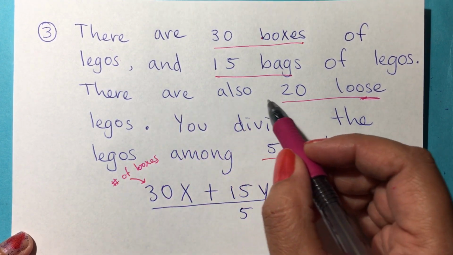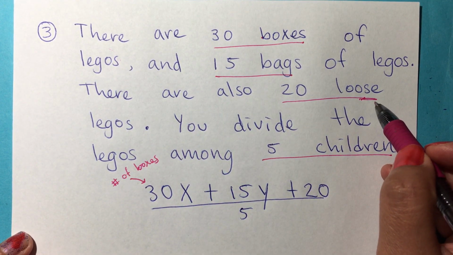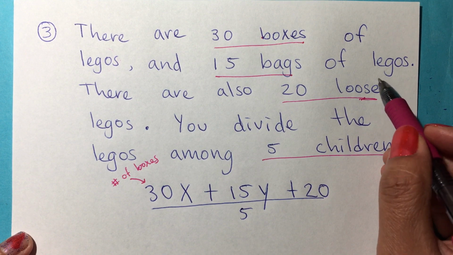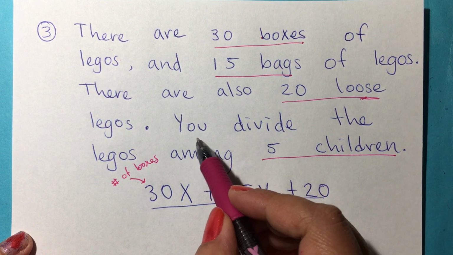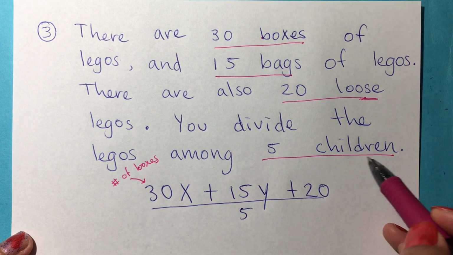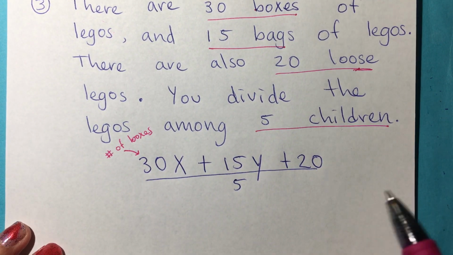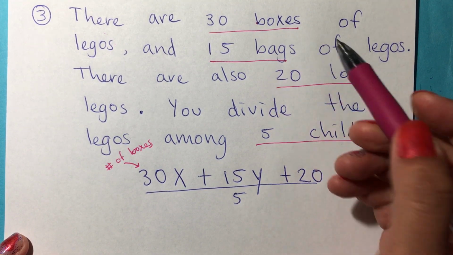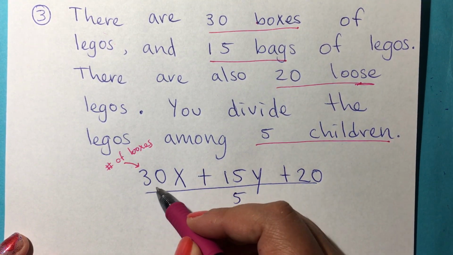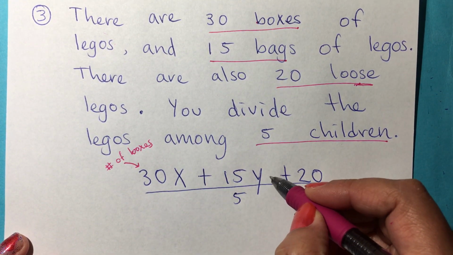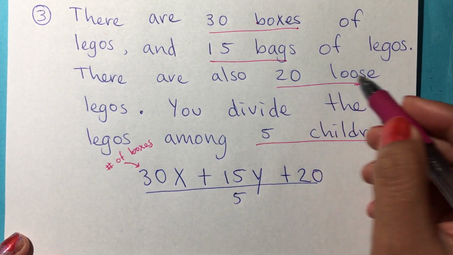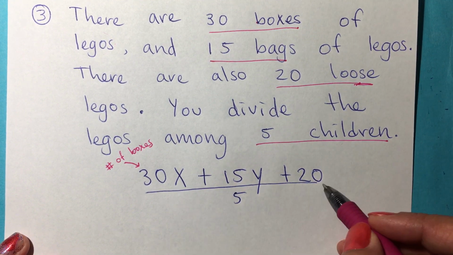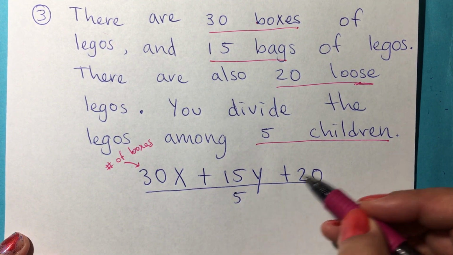Then there are also 20 loose Legos. Remember, loose means that they're outside of the boxes and bags. You divide the Legos among 5 children. And so I already had this in here, the 30 boxes. This is the number of boxes, plus 15y is the 15 bags with Legos, plus the 20 loose Legos, and divide among 5 children.